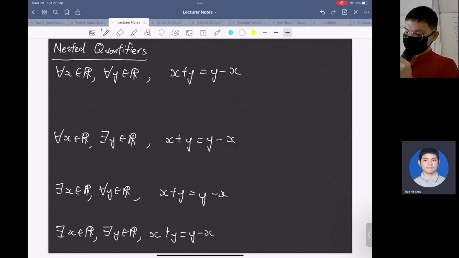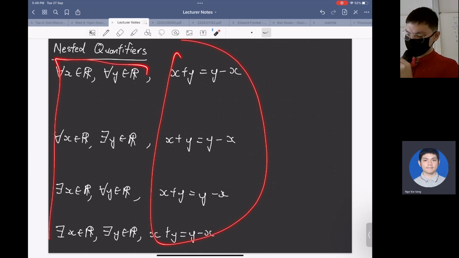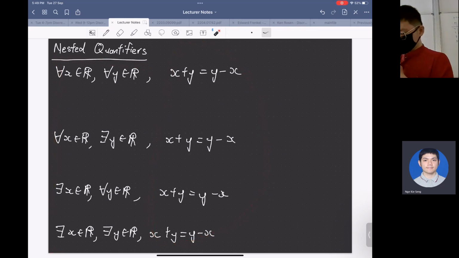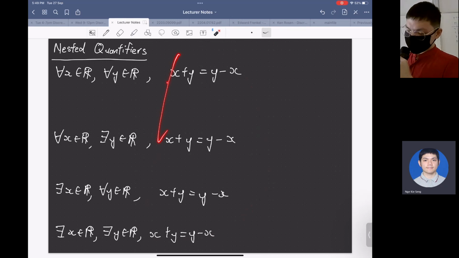Okay, so these are your predicates, but I changed your quantifier, and there are two variables here, X and Y. So the order is very important. It will affect how you read the whole sentence, okay? First, when I speak about X, then X will be fixed. So when I say for every X in R, in your mind, you should think that this X is already occupied by one real number. After that, only then you do the Y.